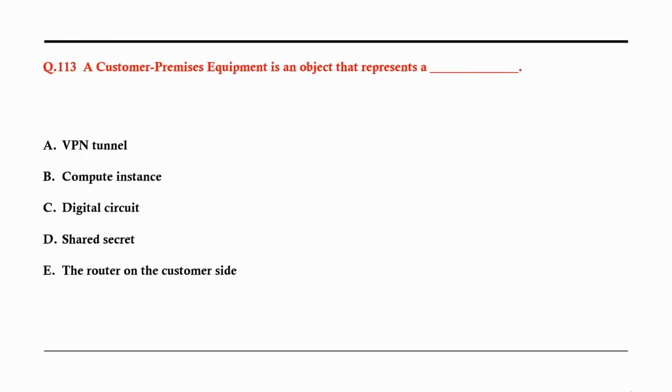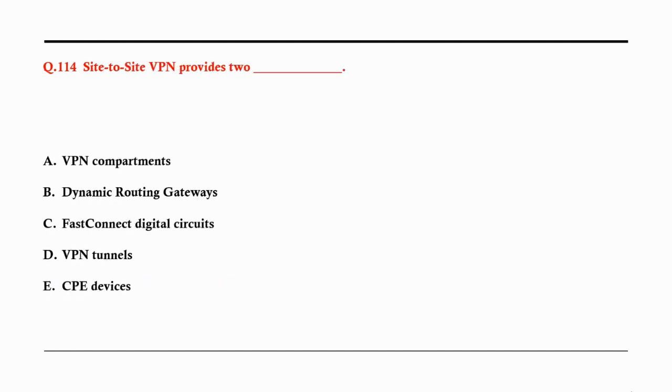Question 113. A customer premises equipment is an object that represents the router on the customer side. Question 114. Site-to-site VPN provides two VPN tunnels. Answer D is right.